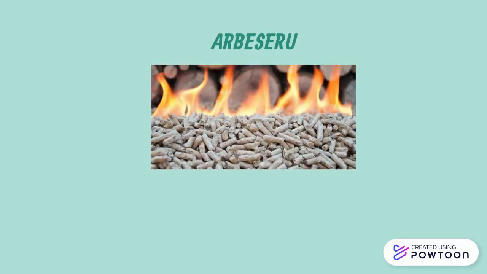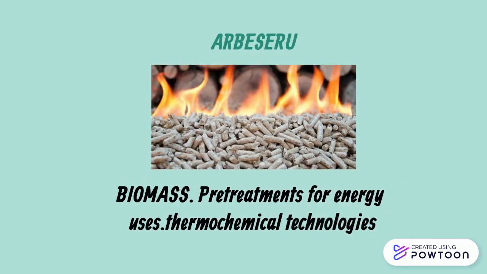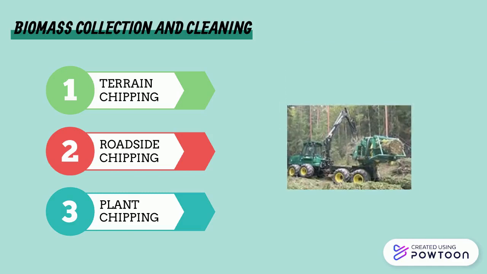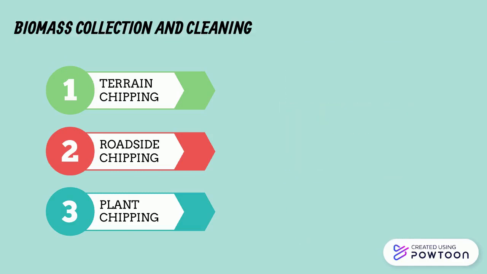Biomass collection is divided in three types. Firstly, terrain chipping, where the biomass is directly chipped there, although it needs a firm site and slopes need to be taken under consideration. Secondly, there is roadside collection, where the biomass is collected with a truck and then chipped in the road before it is transported to the plant.